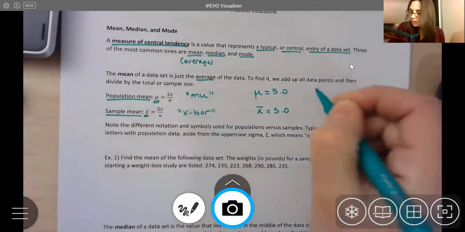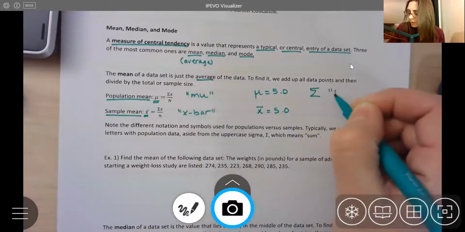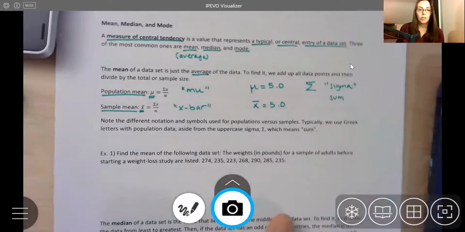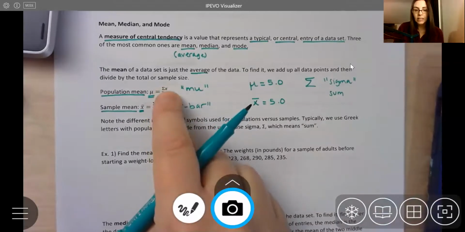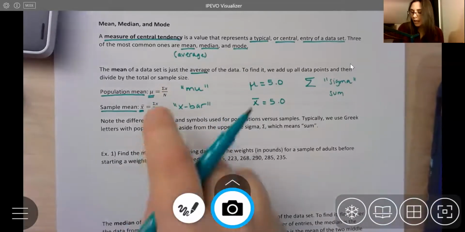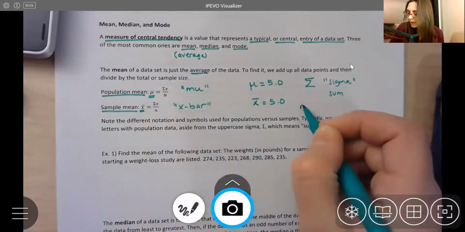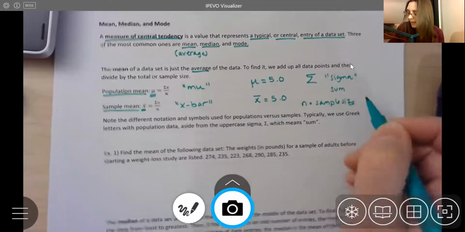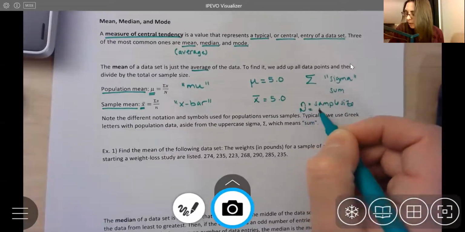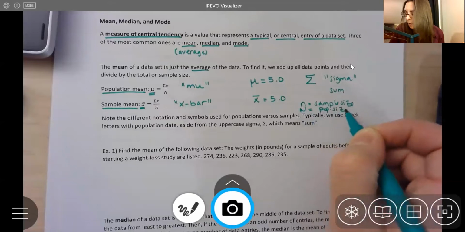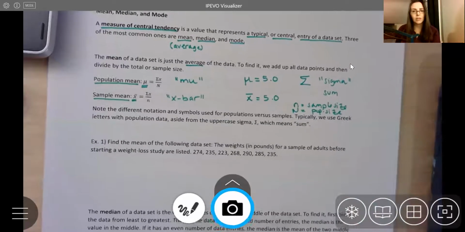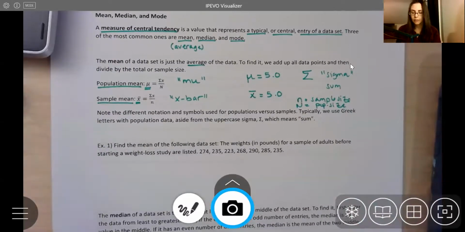Don't forget that sigma here, another Greek letter, refers to sum. So this means we're adding up all the X values, all the data points. And then that n is our sample size. The capital N instead represents the population size. They're both the same idea, but we tend to use a capital N for the population and a small n for the sample. So do pay attention to the different notations, as they really are important.